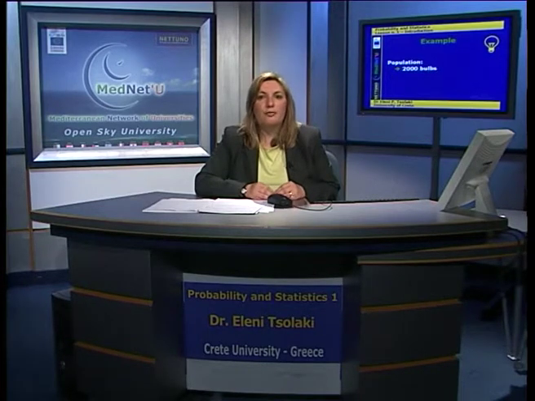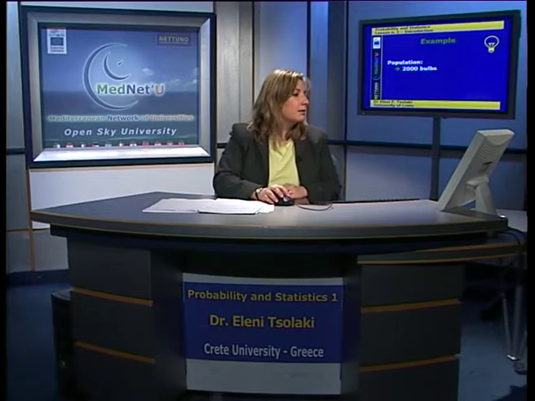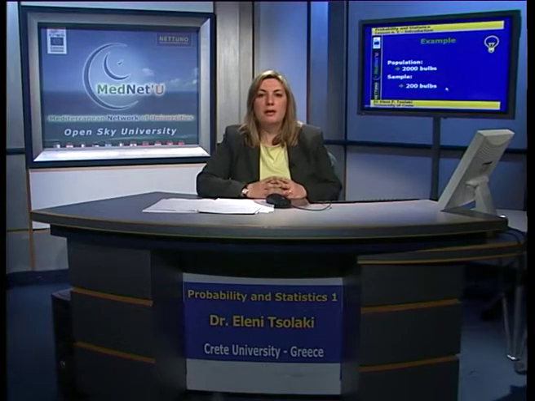So before we start analyzing data, we have to make sure that we know exactly what the population is. In this case, as we've seen, it is the 2,000 bulbs, the 1,000 from method A and the 1,000 from method B, and the sample is 200 bulbs: 100 bulbs made using method A and 100 bulbs made using method B. The 200 bulbs are the ones that are going to be tested for life duration.